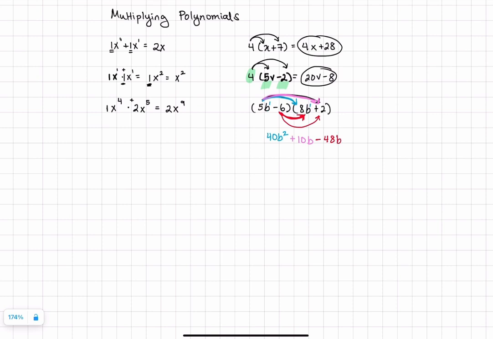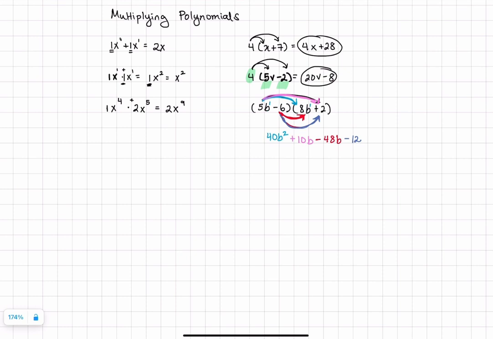plus, let's use this color, negative 6 times positive 2. So we do negative 6 times positive 2. We're not doing negative 6 plus 2. So that would be negative 12.